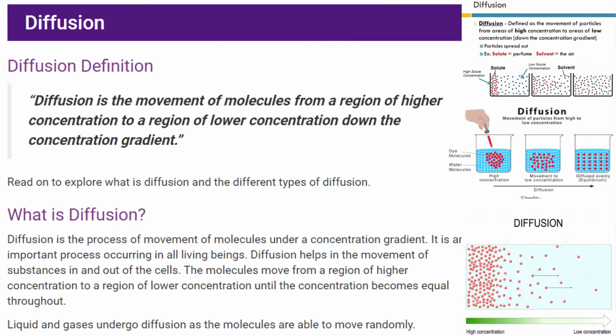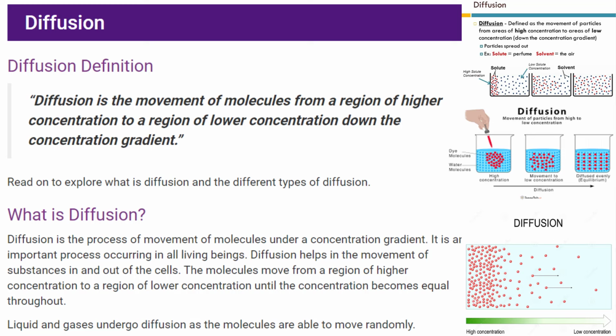Diffusion definition. Diffusion is the movement of molecules from a region of higher concentration to a region of lower concentration down the concentration gradient. Read on to explore what is diffusion and the different types of diffusion. What is diffusion?